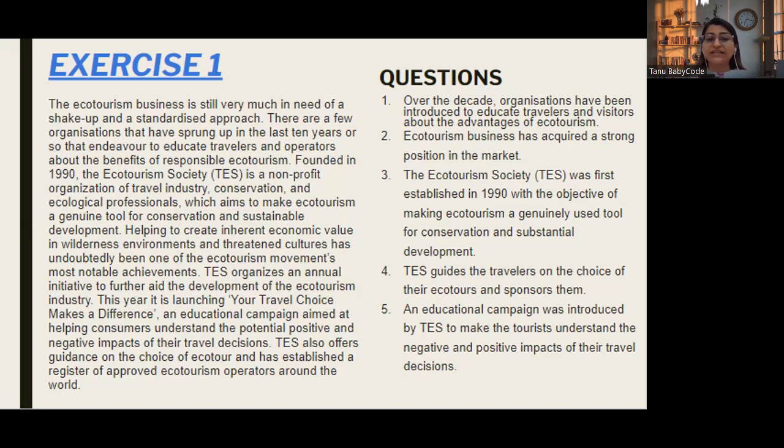Now, question number one says, over the decade, organizations have been introduced to educate travelers and visitors about the advantages of ecotourism. Now they are talking about organizations that have been introduced. Why have they been introduced? They have been introduced to educate travelers and visitors about what? About the advantages of ecotourism, and over the decades.